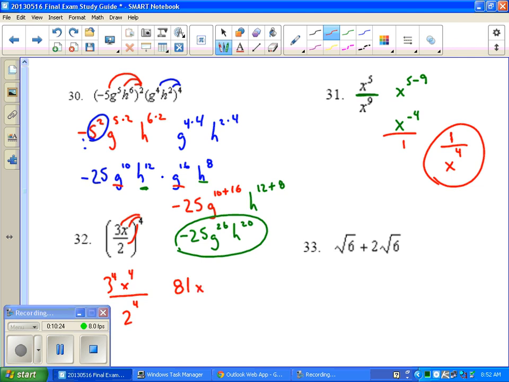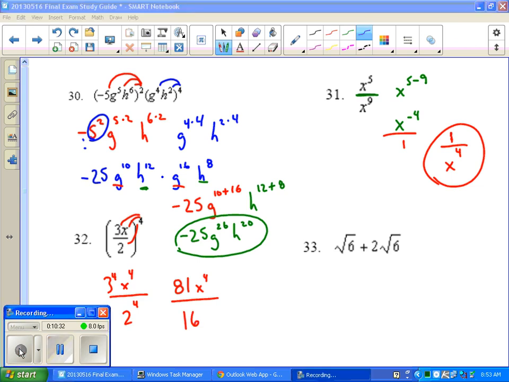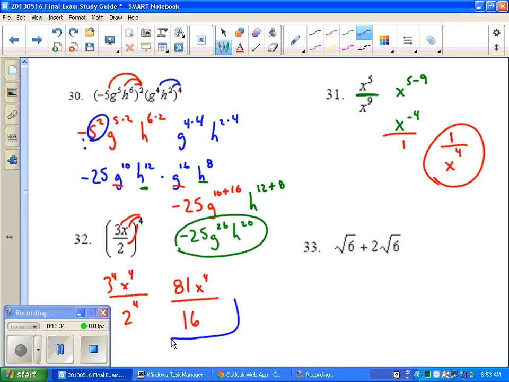X to the fourth power over 2 to the fourth power. 2 times 2 is 4, times 2 is 8, times 2 is 16. And this will be our simplified answer, 81x to the fourth over 16.